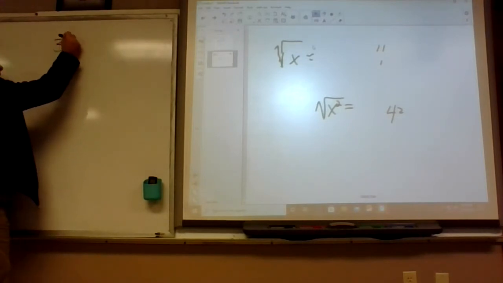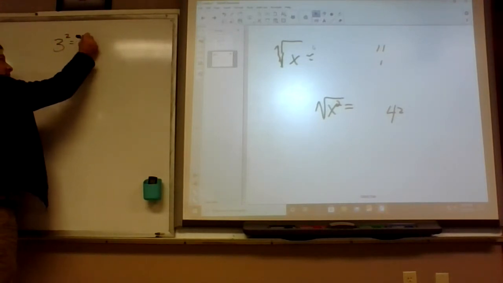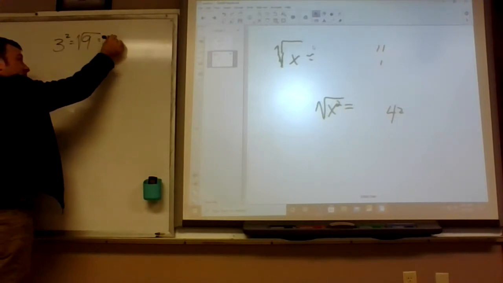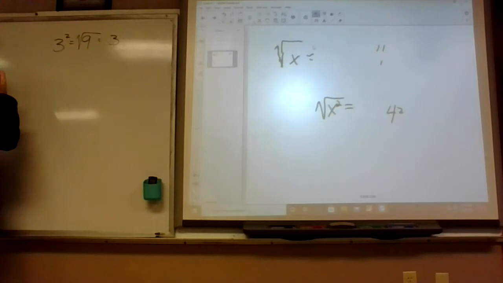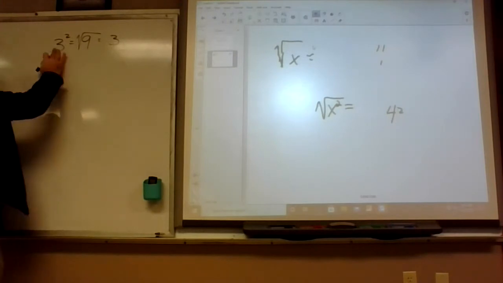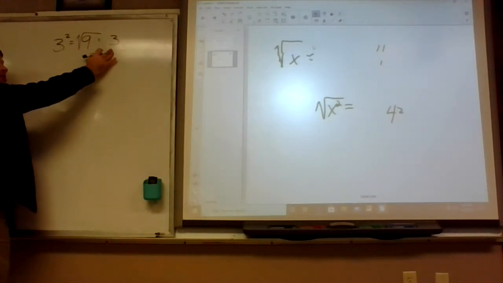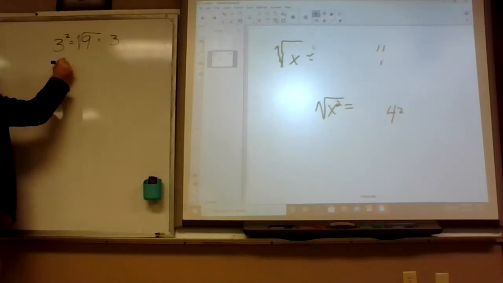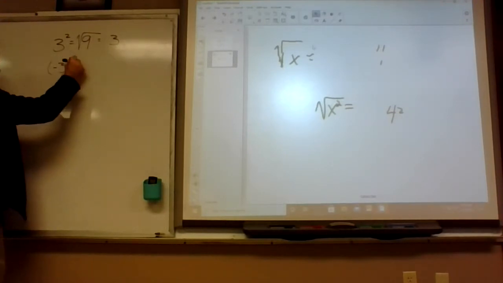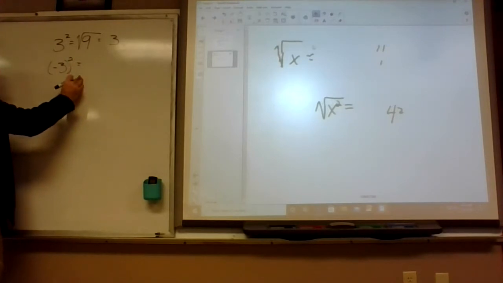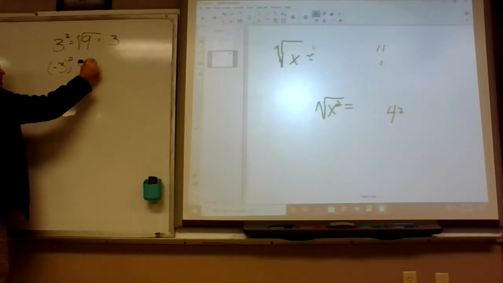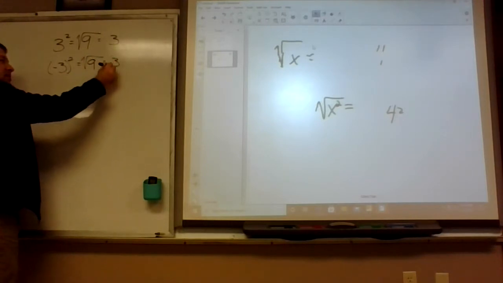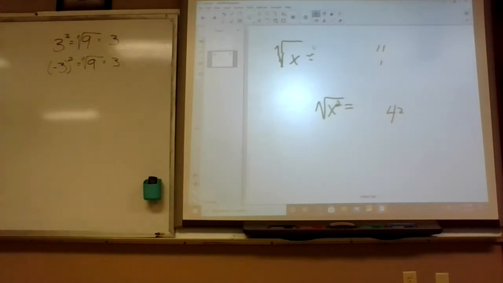Okay, if I did 3 squared, it would be what? 9. And then if I took the square root of that, it is what? 3. Okay, here's the thing though. Squares and square roots are opposites. They cancel each other out. That's the point of that. Here's the thing though. What if I did -3 squared? What would I get? 9. Then I took the square root of that. It's 3.